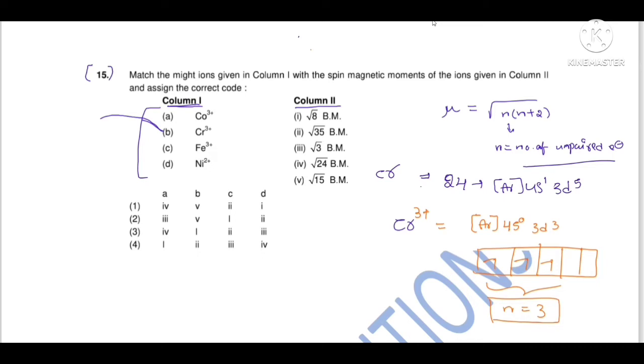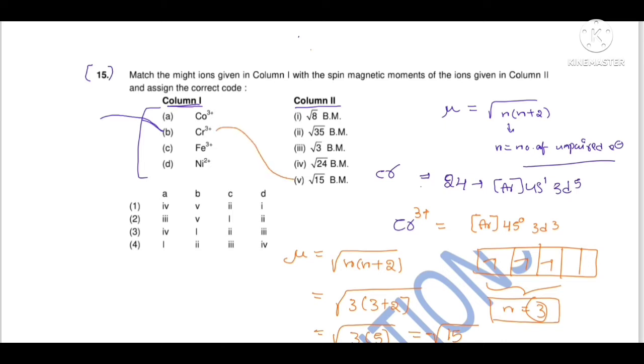Now substitute this value in the above formula. Mu is equal to root over n into n plus 2. Here n equal to 3. Mu is equal to root over 3 into 3 plus 2. That gives rise to root over 3 into 5, that means root 15. Here we observe that chromium 3 plus spin-only magnetic moment value is root 15 Bohr magneton.